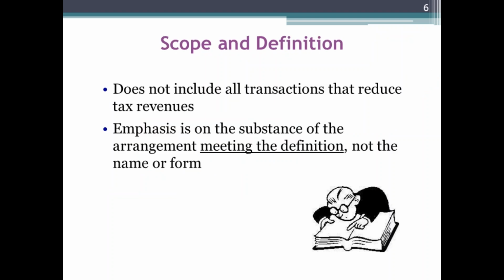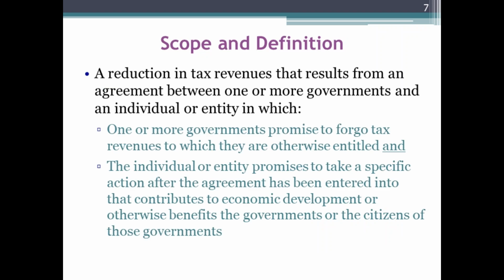A little bit about the definition and scope. First of all, it's important to know that this statement does not include all transactions that reduce tax revenues. We really have to emphasize the definition that GASB provides in the statement, not what it's called or what its form, but the substance, the details of the arrangement. So next slide. This is the definition out of the GASB statement of a tax abatement.